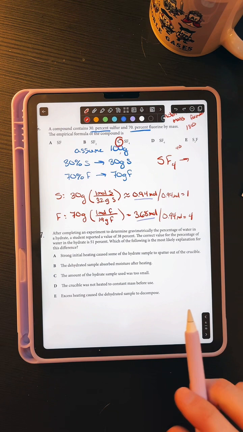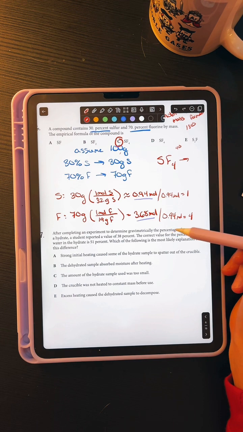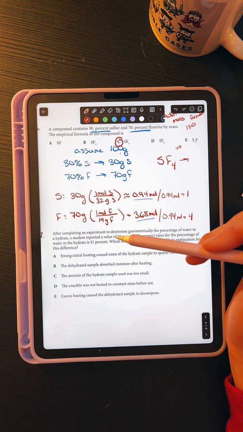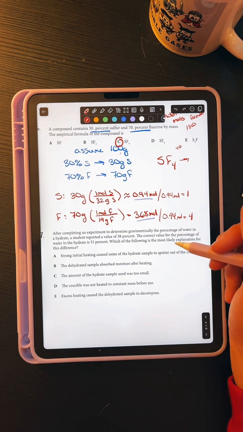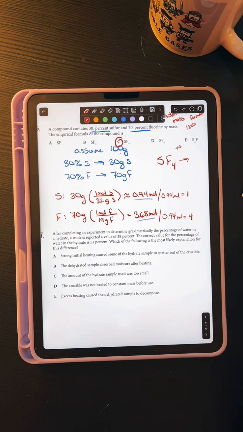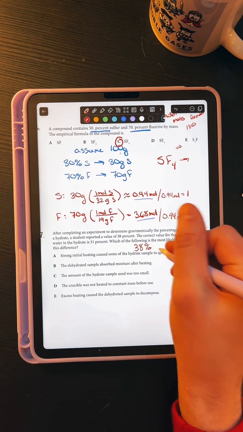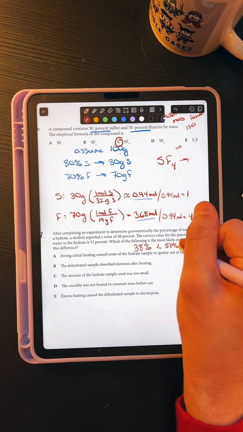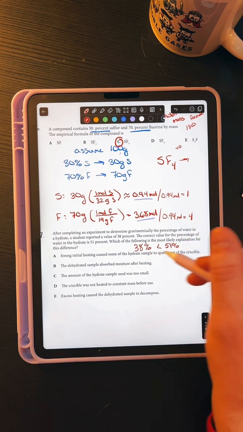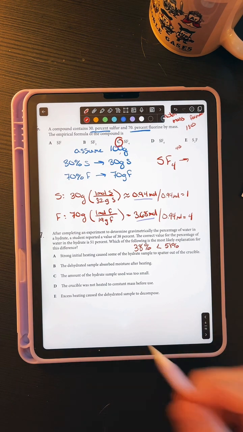All right, let's go ahead on to number 7. After completing an experiment to determine gravimetrically the percentage of water in a hydrate, a student reported a value of 38%. The correct value for the percentage of water in the hydrate is 51%. Which of the following is the most likely explanation for this difference? So here the student found 38% of our solid was water, but that should have been 51%. So we want to figure out what could have caused us to get a lower percentage than what it should have been. So let's go through.